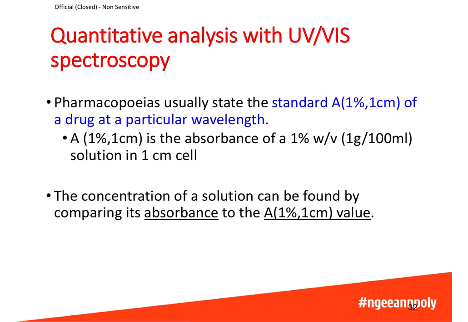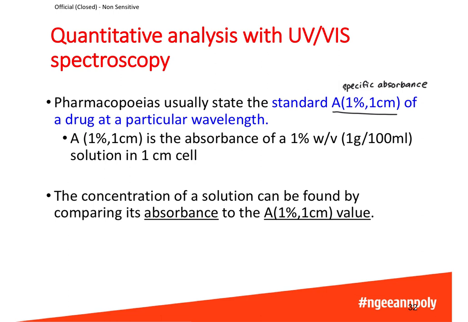For quantitative analysis using UV and visible spectrophotometry, pharmacopoeias will usually state the standard A 1% 1 cm value of a drug at a particular wavelength. This value is also known as the specific absorbance. The specific absorbance value is the absorbance of a 1% weight over volume, which is 1 gram in 100 ml solution, measured using a 1 cm path length cuvette.